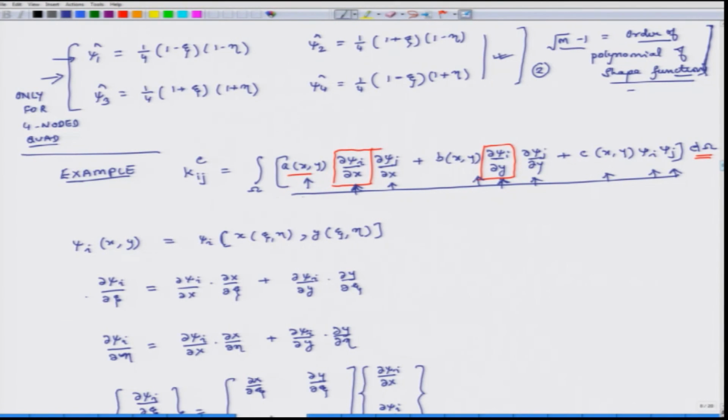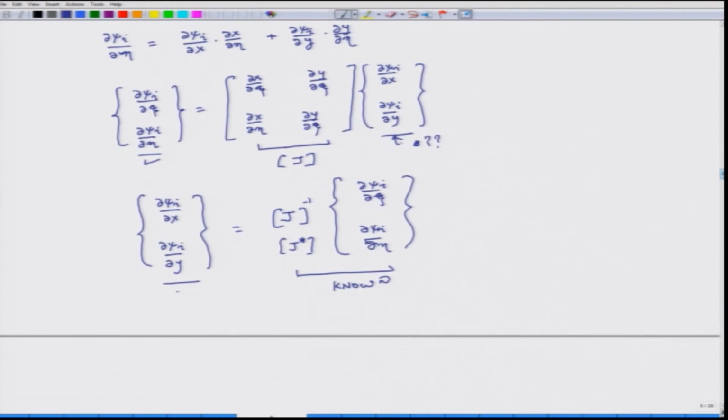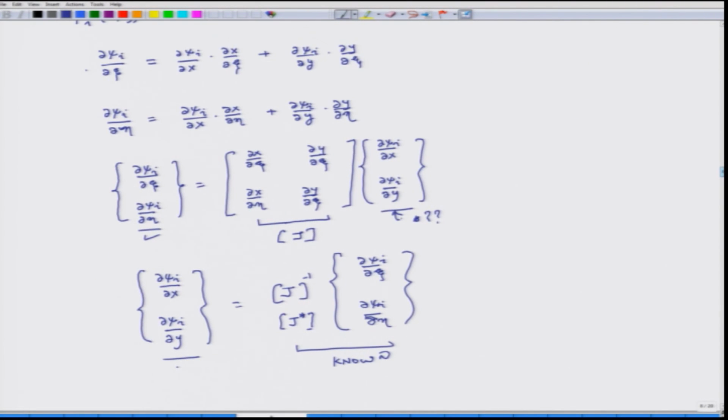So, in this way, if I have to compute this Kij, I know that I will be calculating this integral using which method? Gaussian quadrature method, because I have to do numerical integration. For the Gaussian quadrature method, I have to go to a zeta and eta coordinate system, and if I have to do it in the zeta and eta coordinate system, I have to express these partial derivatives in terms of zeta and eta, and that is how I express them in terms of zeta and eta.